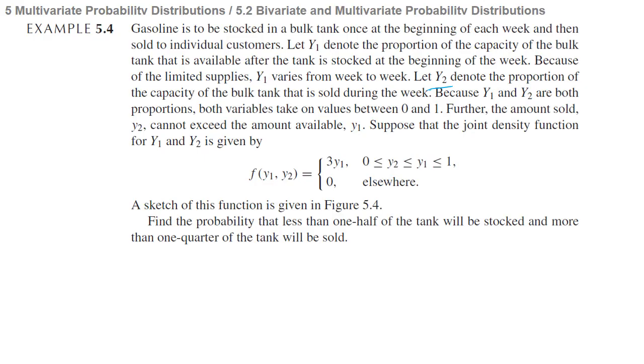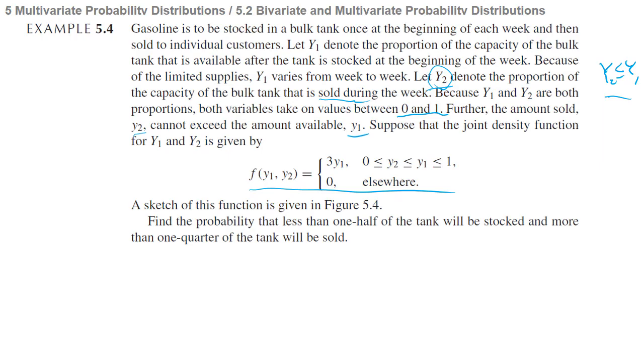So Y2 is the proportion that is sold during the week. So Y2 should be less than Y1. And because Y1 and Y2 are both proportions, both variables take on values between 0 and 1. Further, the amount sold, Y2, cannot exceed the amount available, Y1. Suppose that the joint density function for Y1 and Y2 is given here.